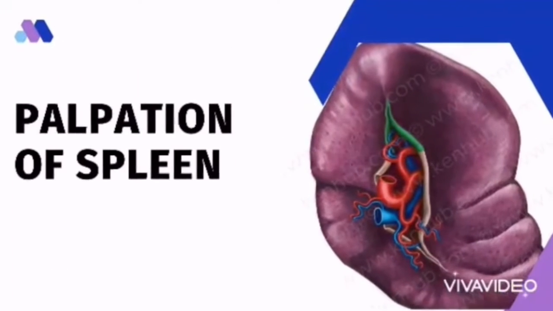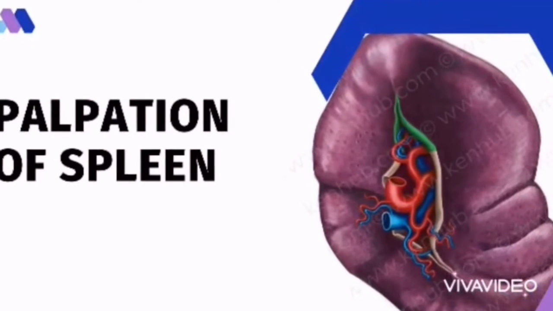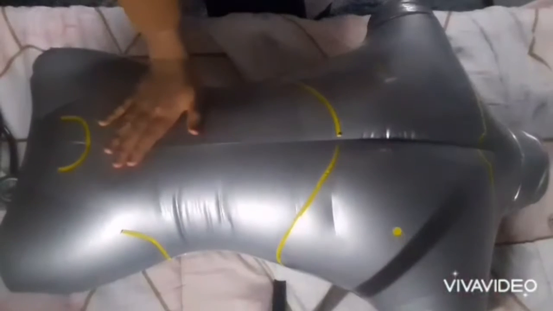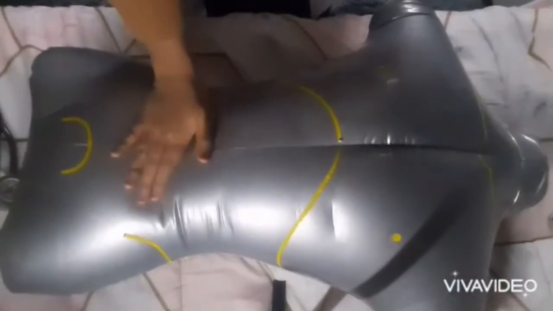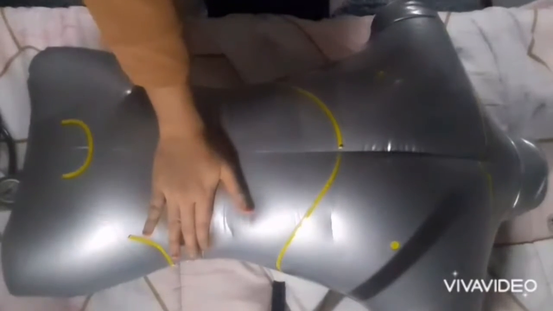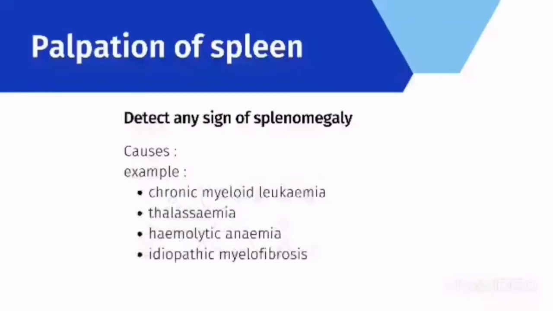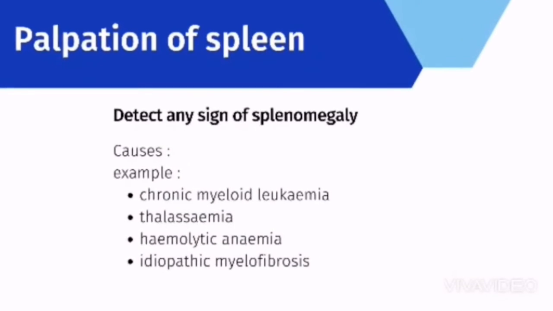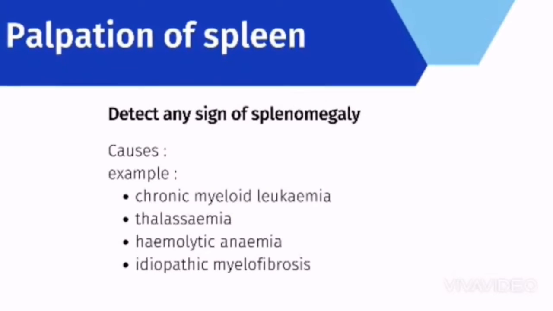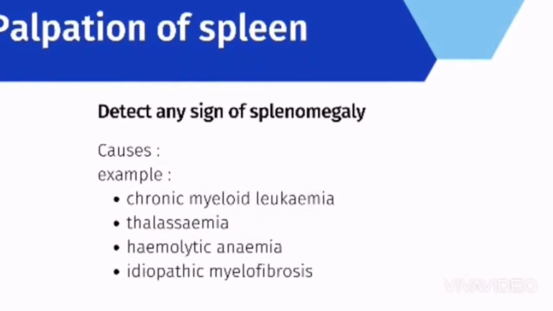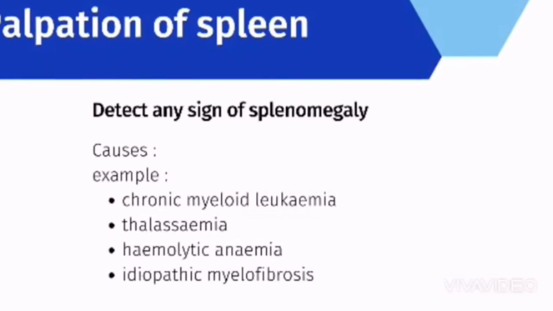Next, we will proceed with the palpation of spleen. For this examination, it will involve a few steps. The palpation will begin in the area of right iliac fossa and move upward, gradually sliding your hand with every inspiratory effort to the left hypochondrium. The purpose of the palpation of the spleen is to detect any enlargement of the spleen, which is splenomegaly. There are a few causes of splenomegaly, for example, chronic myeloid leukemia, thalassemia, hemolytic anemia, and idiopathic myelofibrosis.